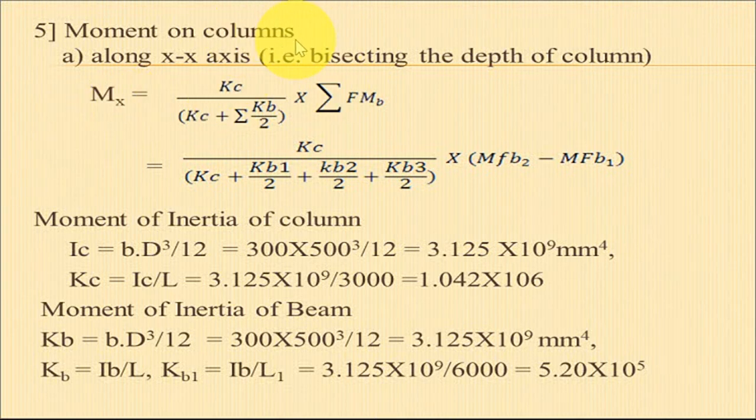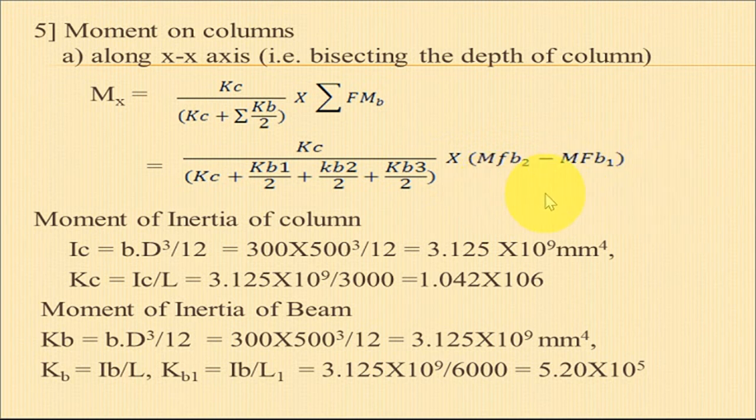Now we can find out the actual moment on the column from the plan. Along the x-axis bisecting the depth of the column, Mx is equal to, we have considered the stiffness of column Kc divided by Kc plus summation of Kb by 2, because beam is connected with the 2 column, and that's why we have contribution 50%, Kb by 2, multiplied by summation of moment along the x direction is equal to Kc divided by Kc plus, there are 3 beams, that's why Kb1 by 2 plus Kb2 by 2 plus Kb3 by 2, into FEM B2 minus FEM B1.